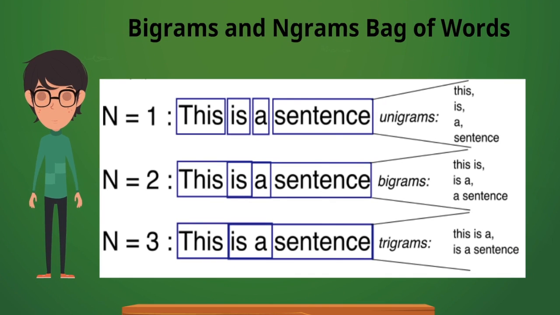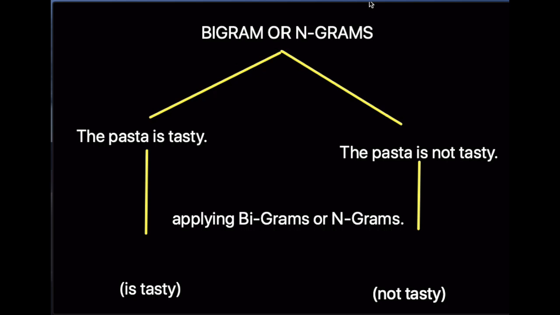To overcome this we use bigram or n-gram bag of words. In this we count 2 words or 3 words at a time, as shown in the example. In unigram 1 word is taken at a time. In bigram 2 words are taken. In n-grams n number of words are taken at a time. Now if we take our previous example, then both sentences will be considered as different.